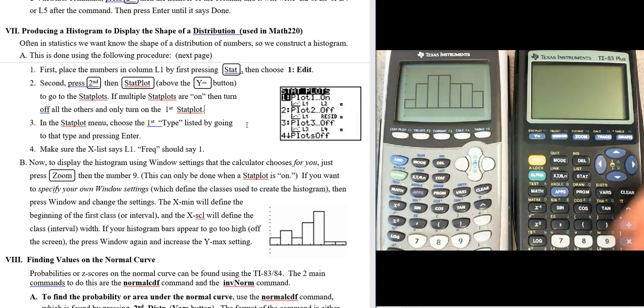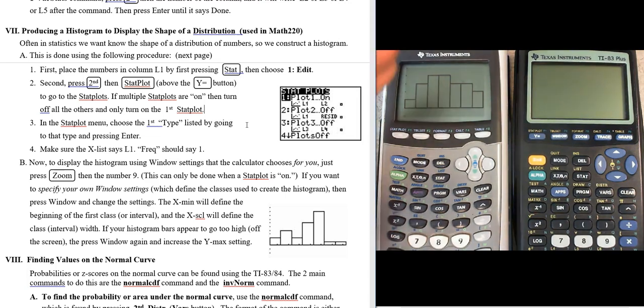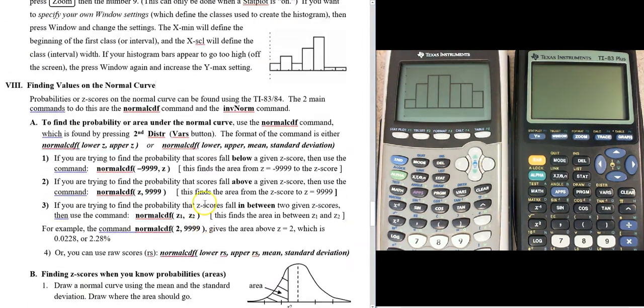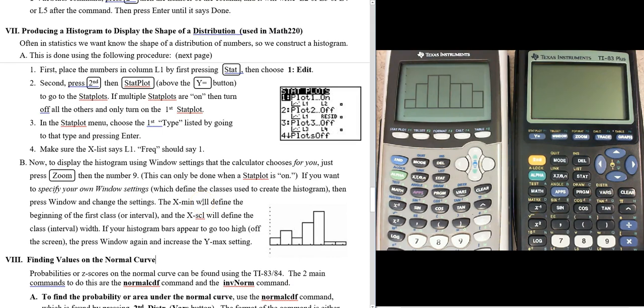Like I said, you could go zoom 9 and it'll make your histogram, but if you don't like how that looks or the settings of the x minimum and the x scale, then you just need to make those changes by hitting window. Okay. All right, so that's an introduction to the calculator and how to make histograms and how to graph functions. So hope that was helpful.